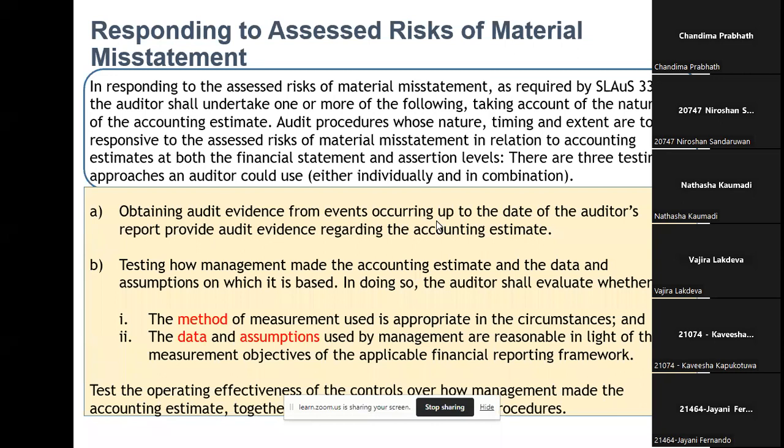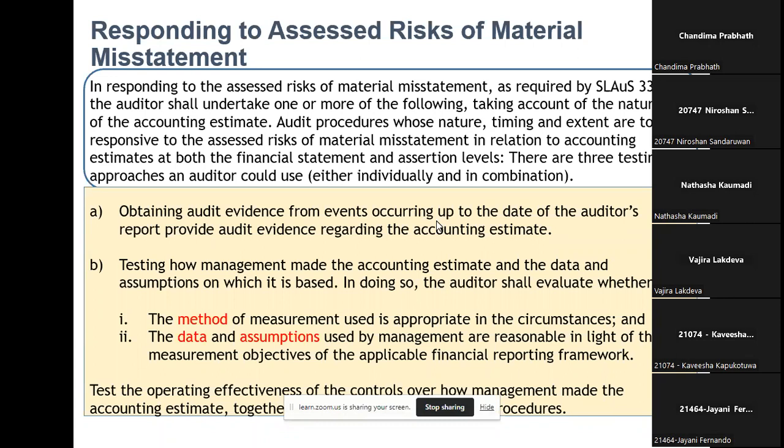As an example, there is a provision for bonus. You check the subsequent payment. In simple terms, if there is an accrual, you could check the actual payment and then consider whether there is an under or over provision or a misstatement. That is for a very straightforward accounting estimate. Obtaining audit evidence from events occurring up to the date of the auditor's report, that is, from the date of the balance sheet to the auditor's report, provides audit evidence regarding the accounting estimate.